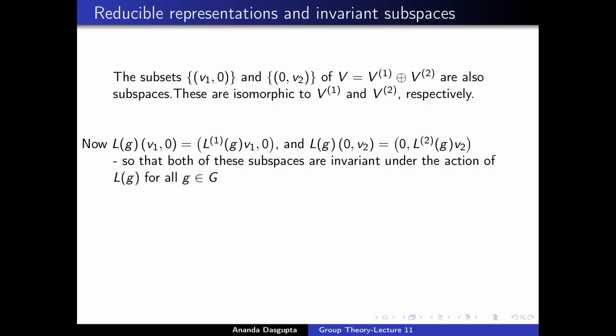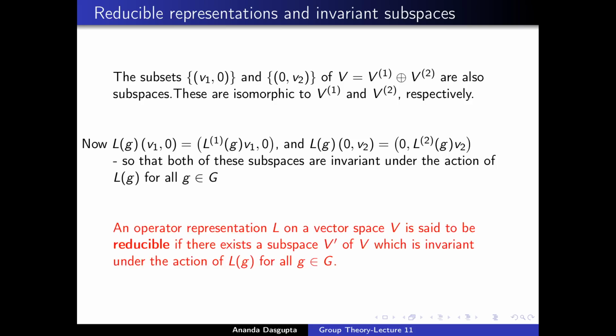This helps us to give an alternative characterization of reducibility of a representation. In this alternative characterization, we start from an arbitrary vector space V on which some representation L of a group capital G is given. We claim that the operator representation L on a vector space capital V is said to be reducible if there exists a subspace V prime of V which is invariant under the action of L(g) for all small g belonging to capital G.